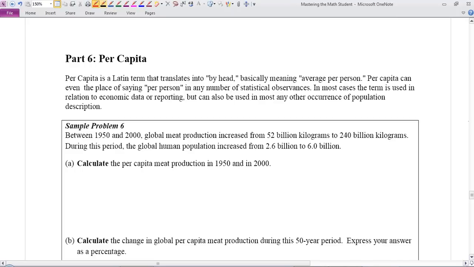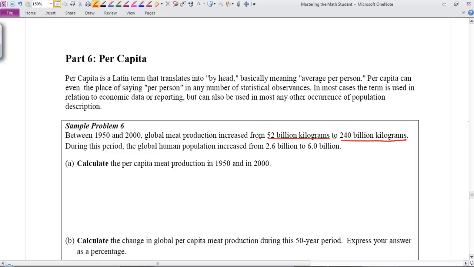Per capita can even take the place of saying "per person" in any number of statistical observances or statements or quotes. In most cases the term is used in relation to economic data or reporting, but we can also use it in most any other occurrence that involves a population description of any sort. So between 1950 and 2000, global meat production increased from, preposition, 52 billion kilograms to, another preposition, 240 billion kilograms.